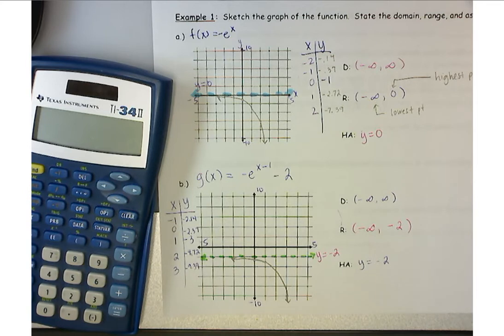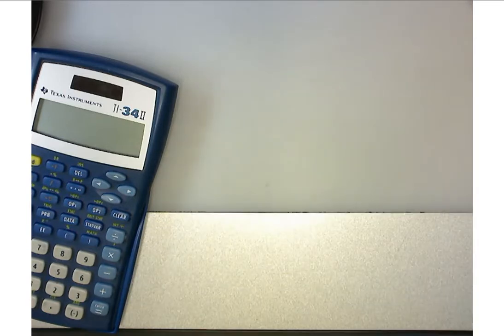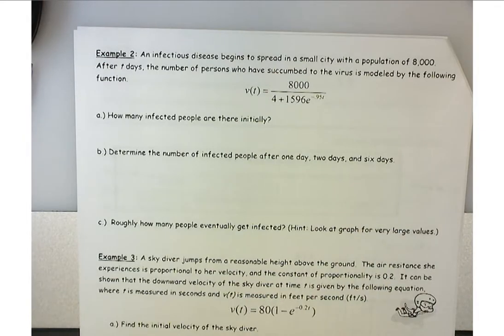All right. Now we're going to start with some story problems. Okay, this is going to be an exponential growth model. So it's going to model a real situation. And we have an infectious disease. It is spreading in a small city that has a population of 8,000 people. After T days, the number of persons who have succumbed to the virus is modeled by the following function.